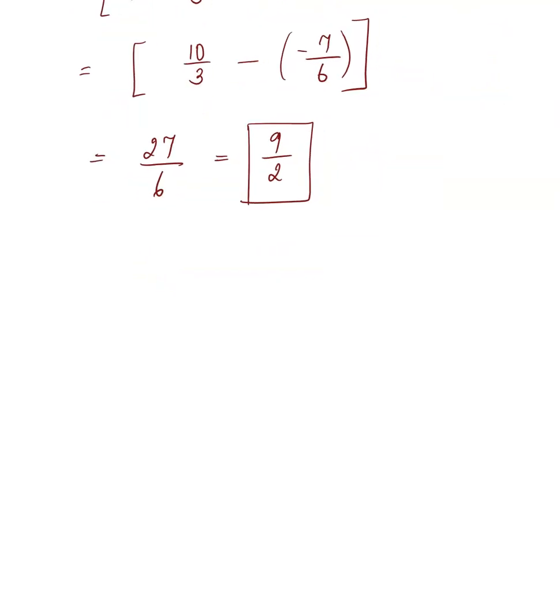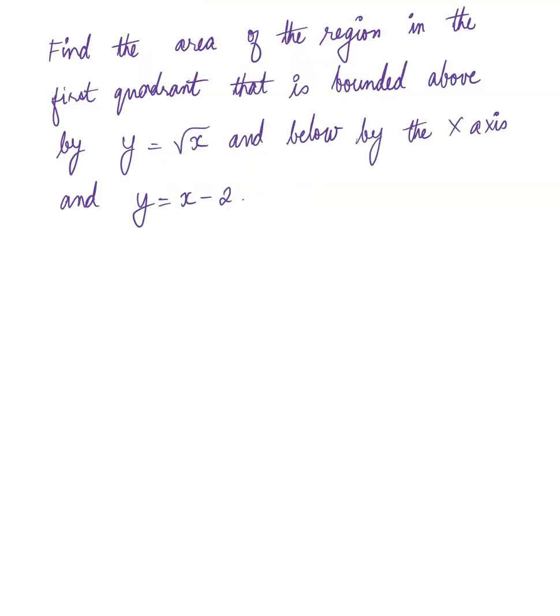So this is a warm-up problem. So now let's go to another problem where we will look at different methods on how to handle it. Find the area of the region in the first quadrant that is bounded above by y equals x square root of x and below by the x-axis and y equals x minus 2.